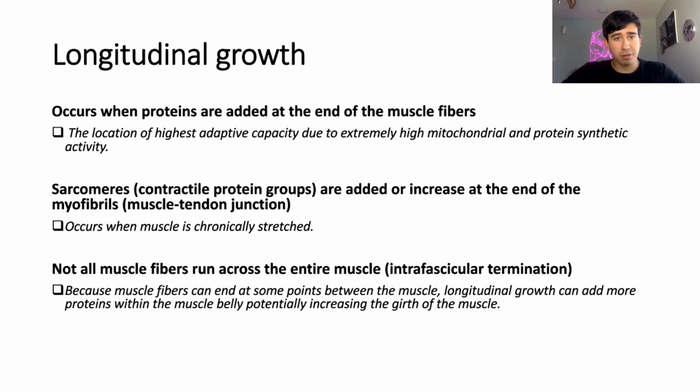Well, not all muscle fibers run across the entire muscle, and this is known as intrafascicular termination, right? Because muscle fibers can end at some point between the middle of the muscle, longitudinal growth can add more proteins within the muscle belly, potentially increasing the girth of the entire muscle due to, I believe, an increase in the cross-sectional area.